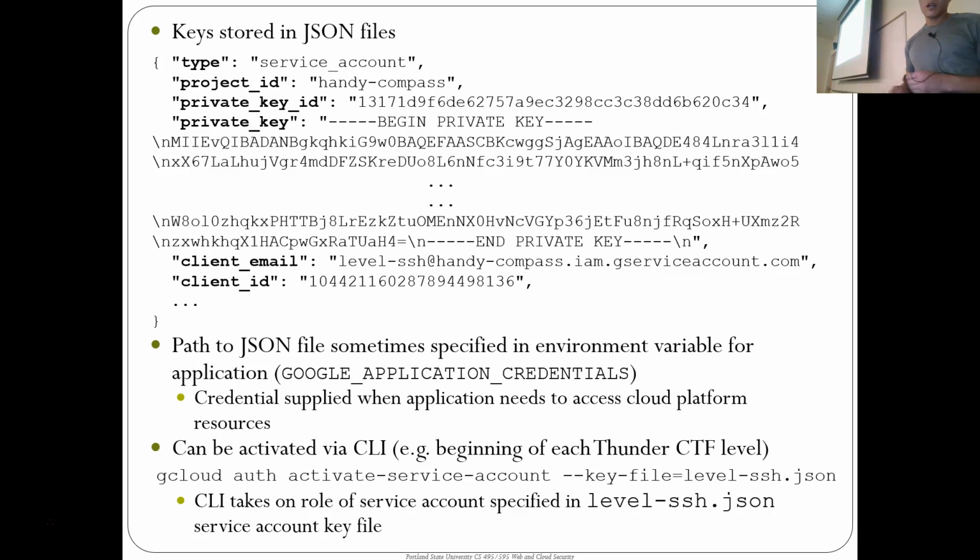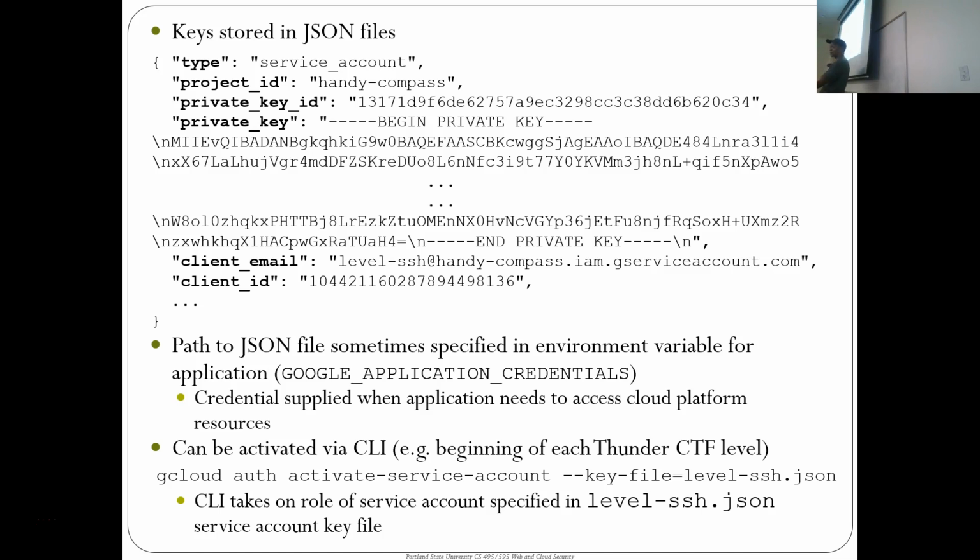In the CLI, if you have a service account key and you want to do some testing as the role associated with that key, you can do gcloud auth activate-service-account and point it to wherever that JSON file is stored in Cloud Shell. This is what you're going to do the very first thing in every Thunder CTF level. We're going to give you a service account credential in a JSON file, and you're going to take on that role, and then with that limited role, you're going to try and bust open the project and get the secret.